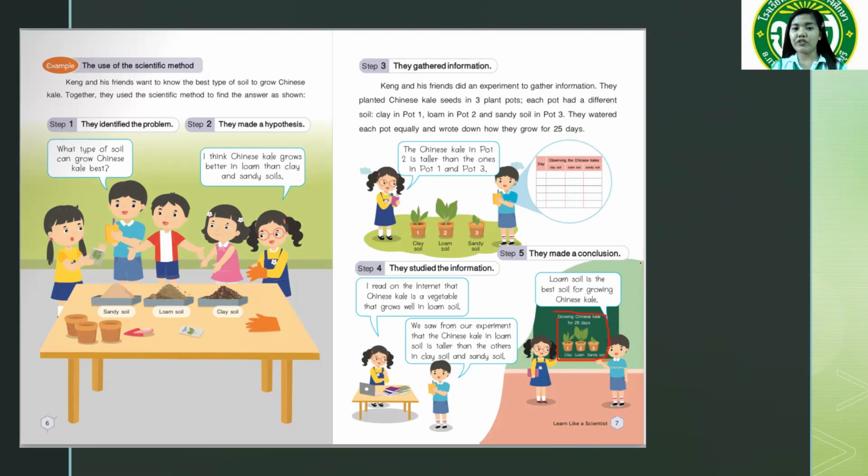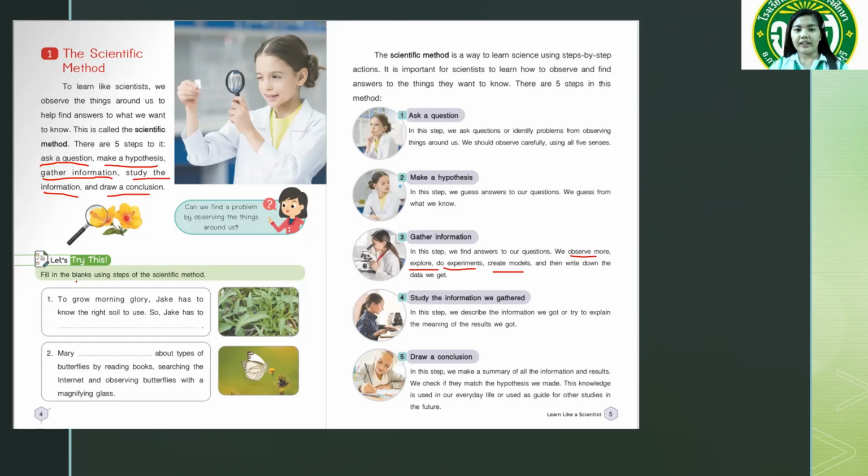All right, so let's move back to your activity. The instruction: fill in the blanks using the steps of the scientific method. So you have to fill in or write the proper scientific method step that is being used. For example, number 1: To grow morning glory, Jake has to know the right soil to use. So you write your answer here on the blank. That is how you answer your activity on page 4.